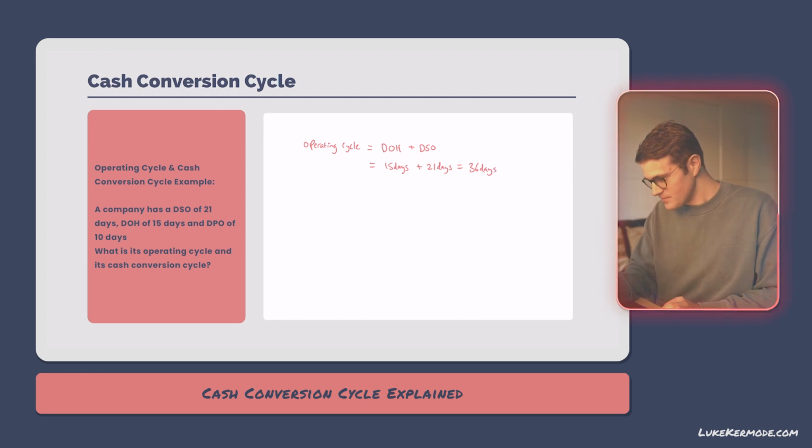So that's the operating cycle. And then we need to quantify the cash conversion cycle, which is equal to the days of inventory held plus the days sales outstanding, which of course is just the operating cycle, minus the days payable outstanding, which equals 15 days plus 21 days minus 10 days for the days payable outstanding, which equals 26 days. Cool. So that's how you quantify the operating cycle and the cash conversion cycle.